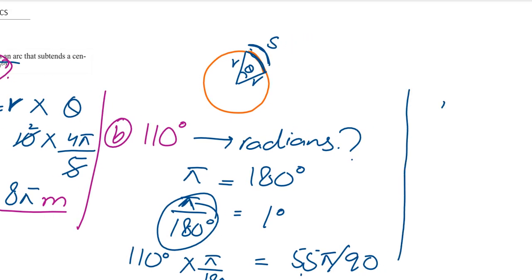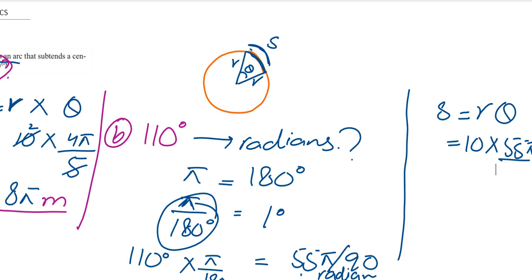So we will use the same formula over here. S is equal to r theta. And it's in radians, the angle that we got, 55 pi over 90. So again, we get the arc length in meters.